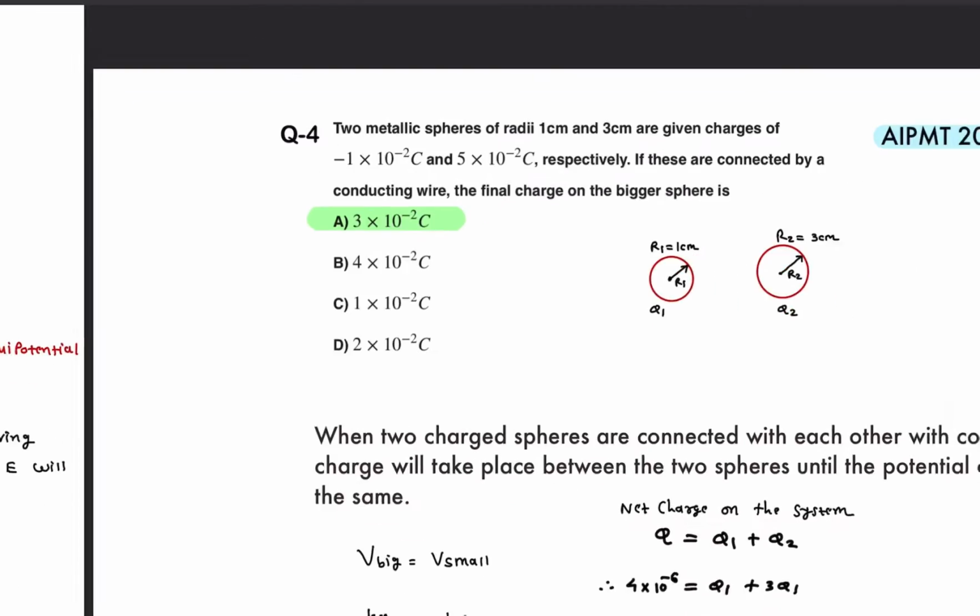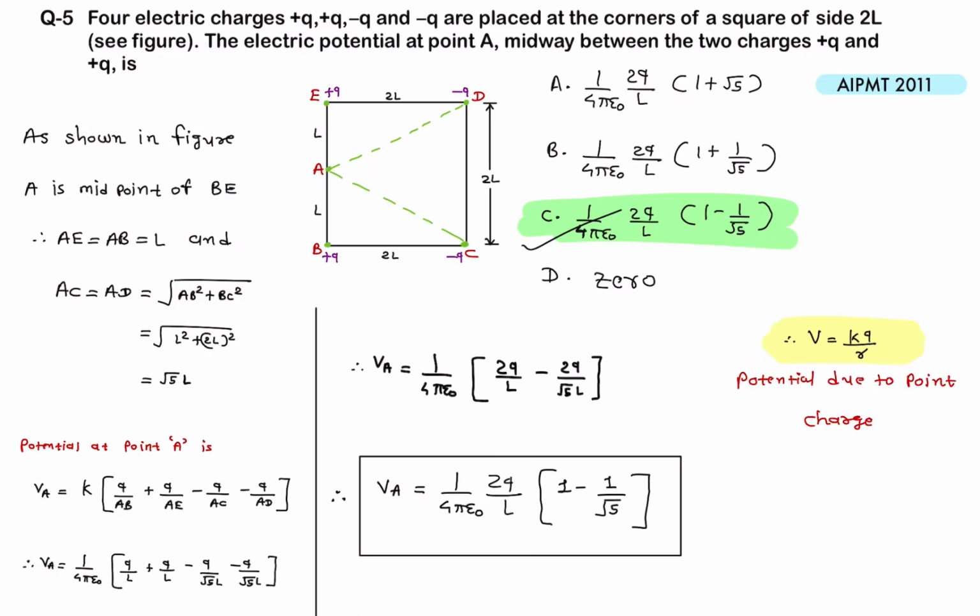Option number A is correct. Question number 5, that was asked in AIPMD 2011. Four electric charges plus q, minus q, and minus q are placed at the corners of a square of side 2L as shown in figure.